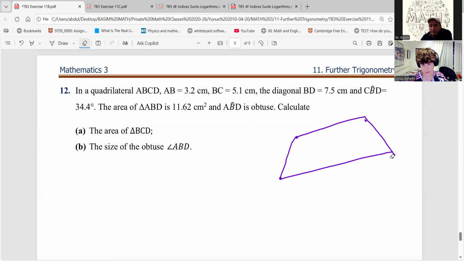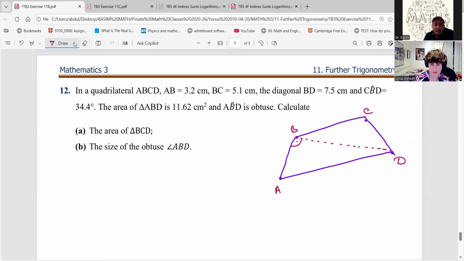Okay. But then how do you make angle ABD obtuse? Let me just label first. This one is A, this one is B, this one is C, and this one is D. So angle ABD, it is this angle, right? It is greater than 90 degrees. This angle ABD is saying that it's obtuse.